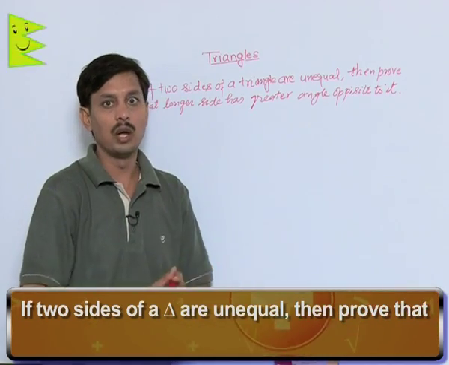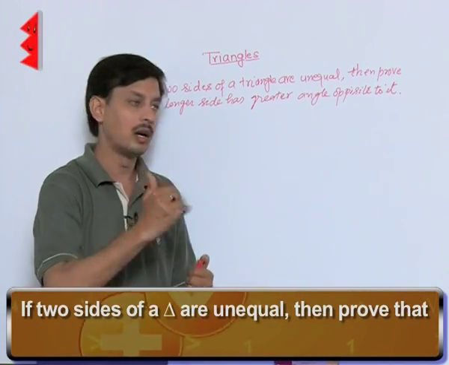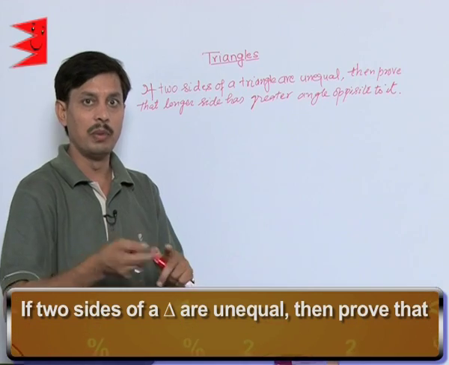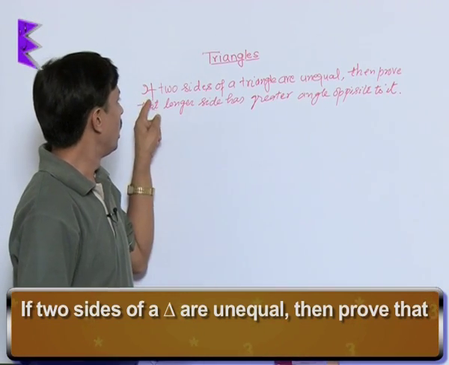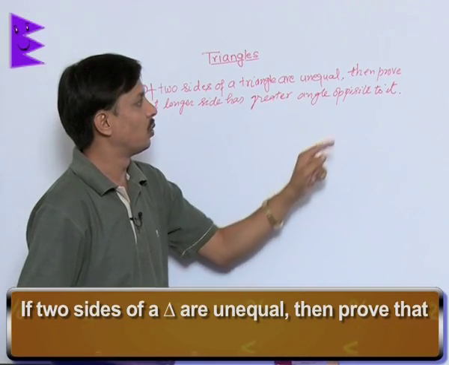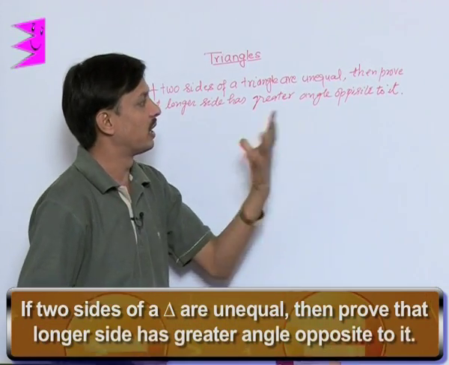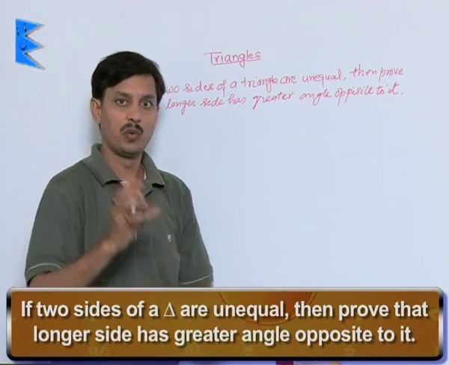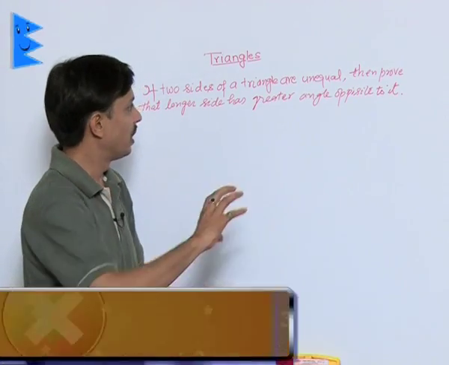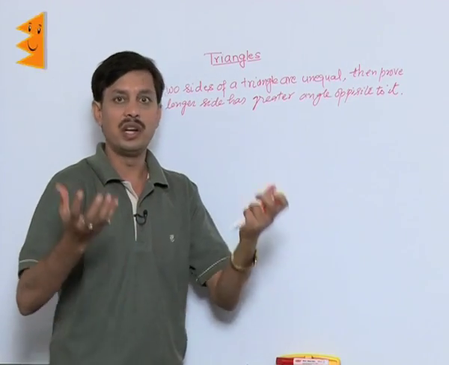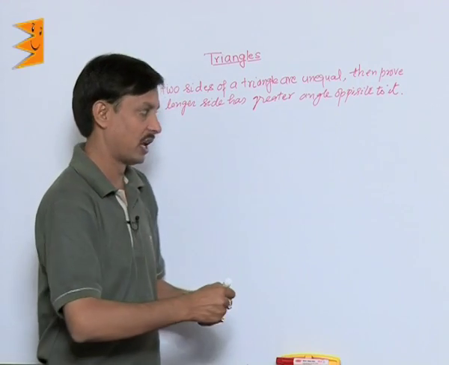If they are unequal, then one will be longer than the other, or you can say one will be shorter than the other. If two sides of a triangle are unequal, then prove that the longer side has the greater angle opposite to it.